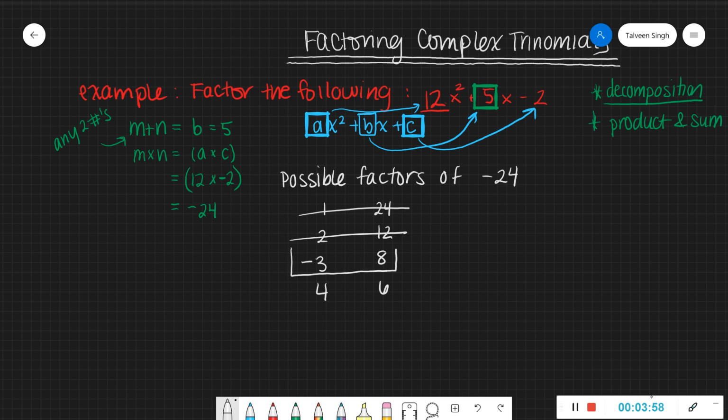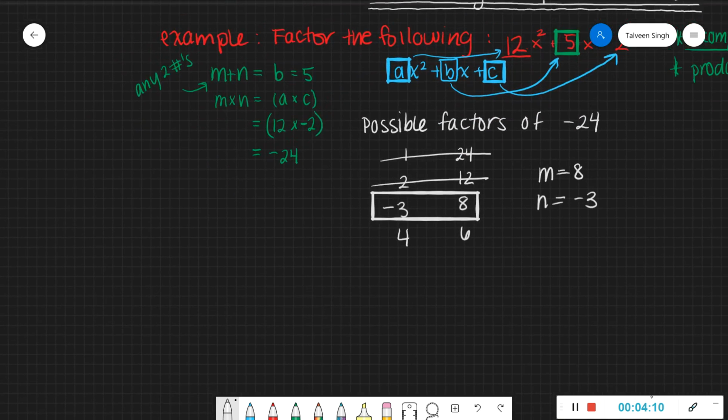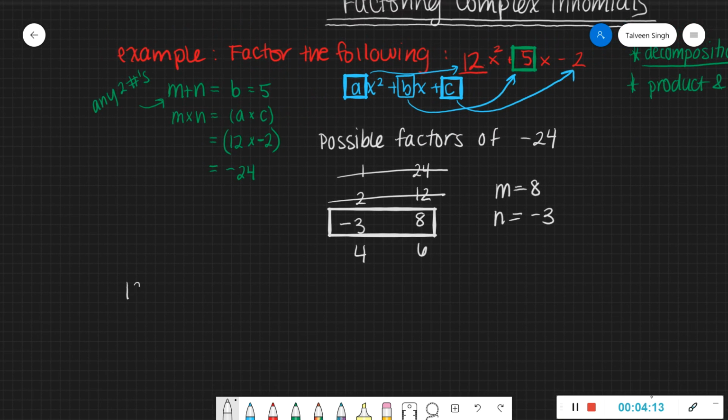So we're going to use this option right here, right? That means that my m value is equal to 8 and my n value is equal to negative 3. Okay, so now I'm going to go back into my original equation, which was 12x squared plus 5x minus 2. And I'm going to decompose, which means we're going to break apart the middle term.